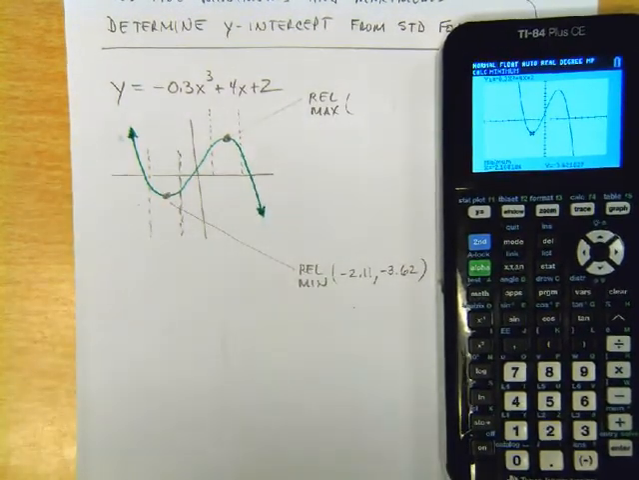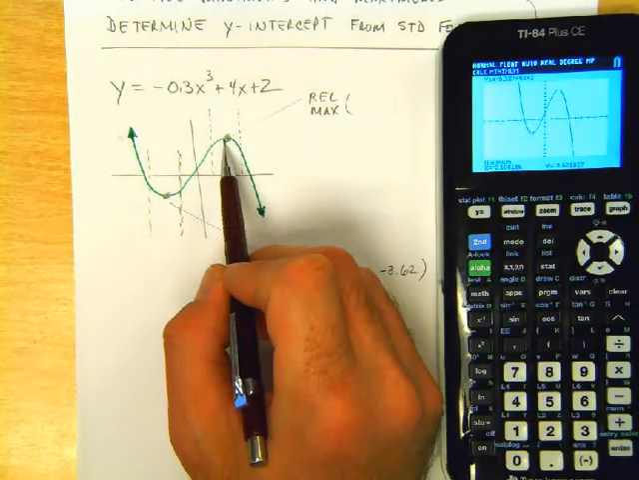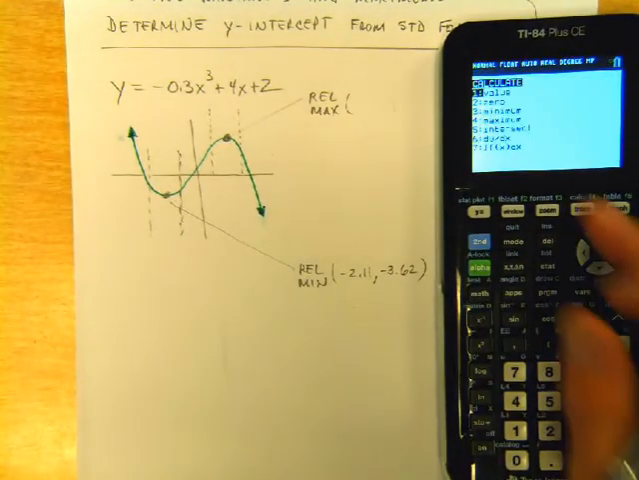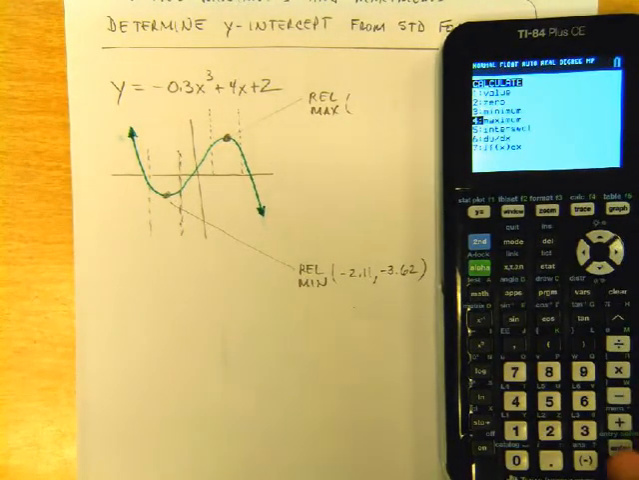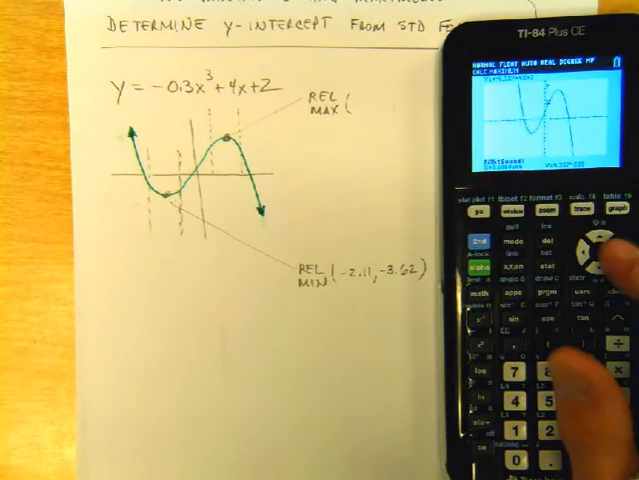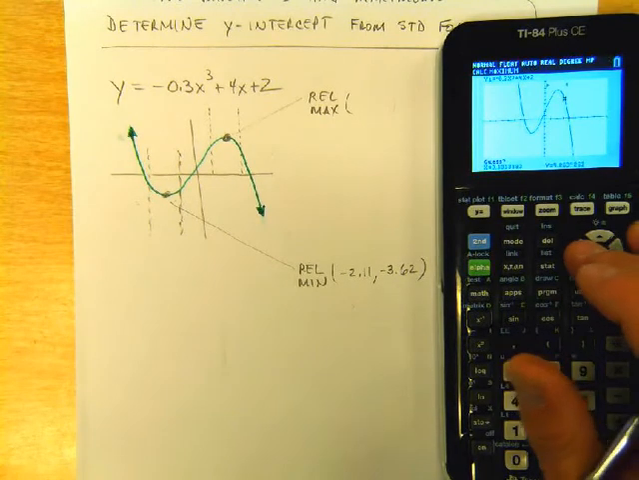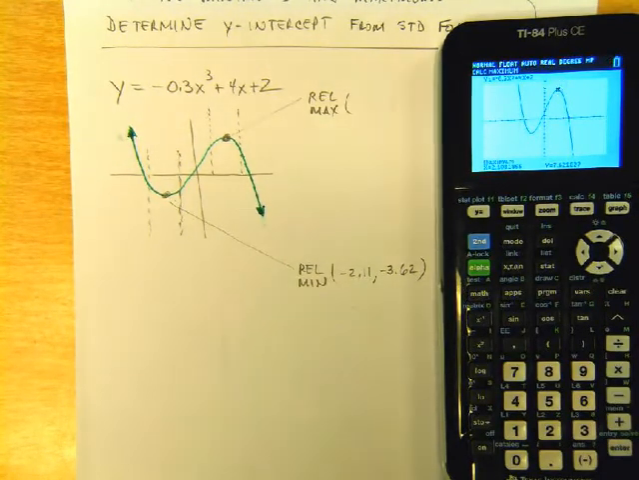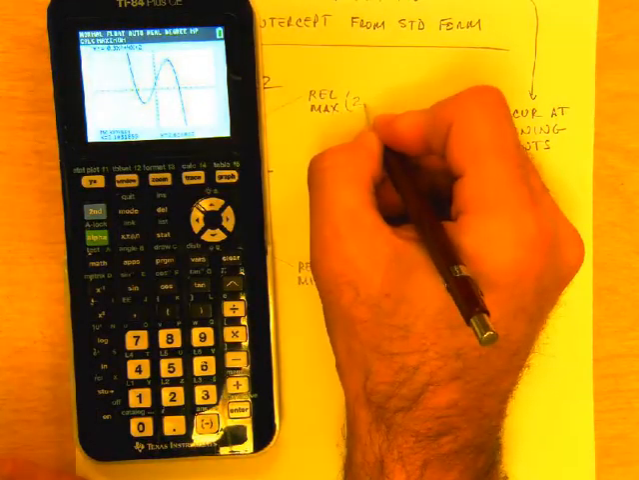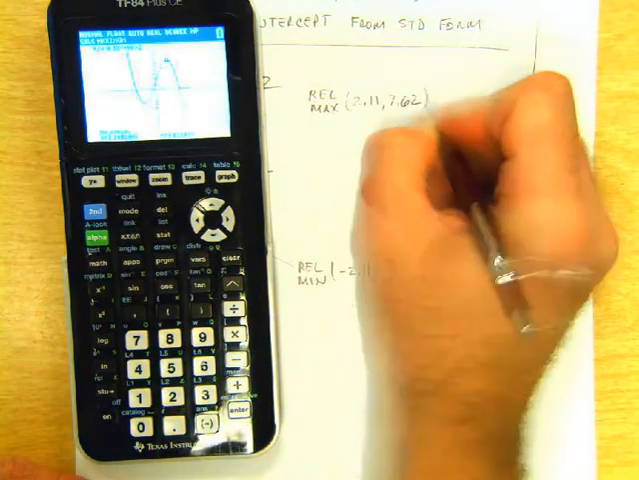Having done that, do you think you can find this relative max? Second, calculate, maximum, left boundary, right boundary, guess, approximately 2.11, 7.62.